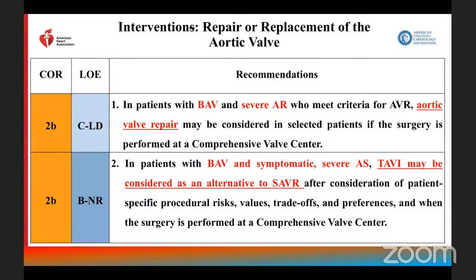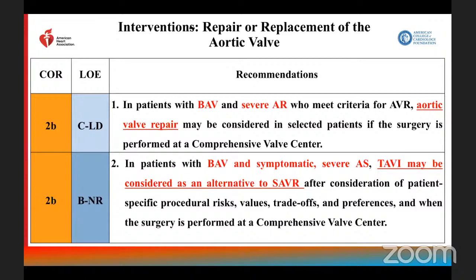Repair or replacement of the aortic valve in a patient with bicuspid aortic valve and severe aortic regurgitation who meets criteria for aortic valve replacement: aortic valve repair may be considered in selected patients, individualized, if the surgery is performed at a comprehensive valve center. It's a class 2B, level C.